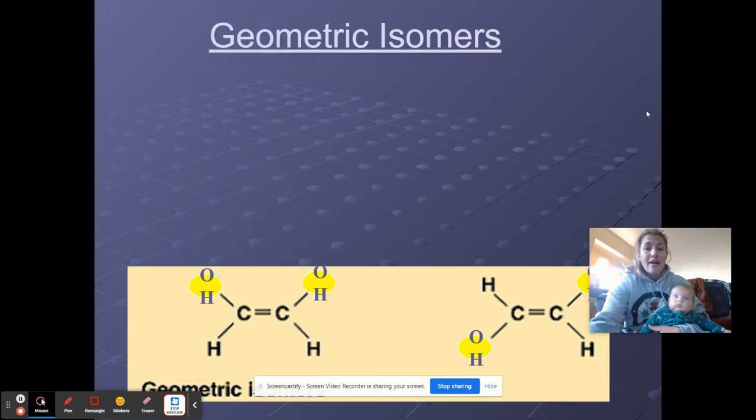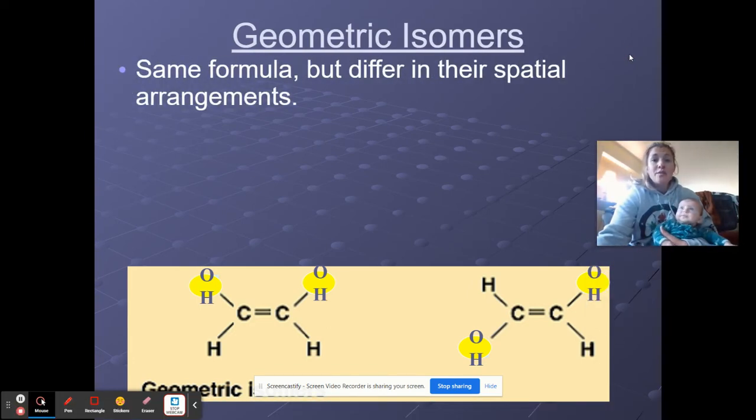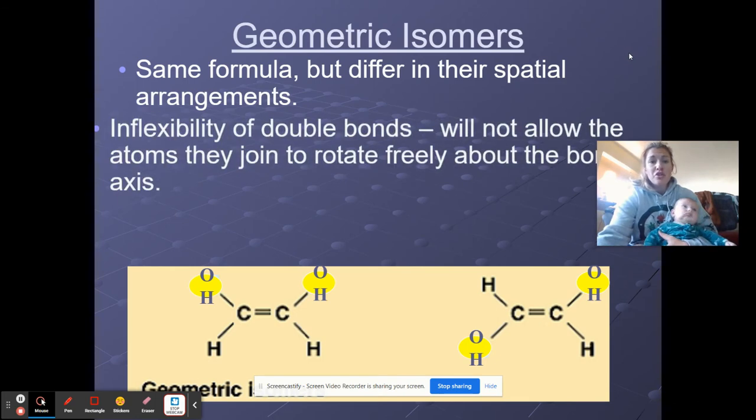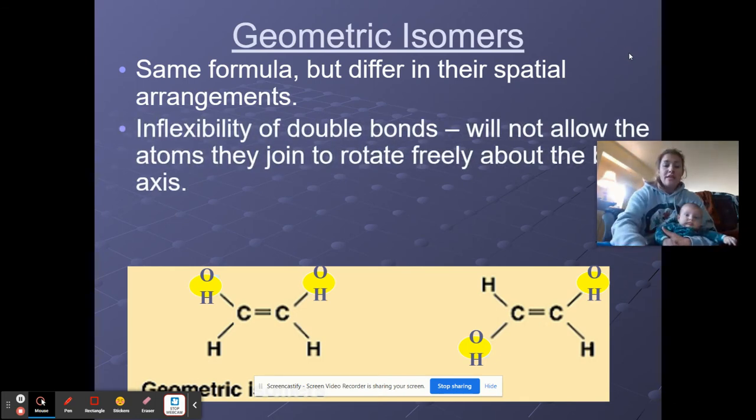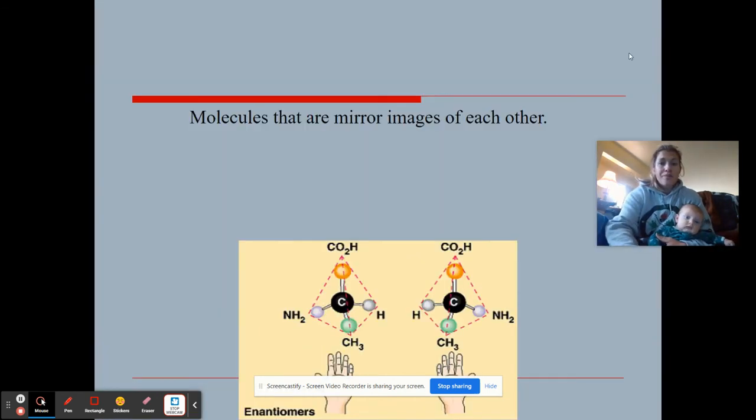Okay. So we also have our geometric isomers. So down below we have those different shapes. Same formula, but they differ in their spatial arrangements. And this is due to the inflexibility of those double bonds. And this can affect biological activity as well.